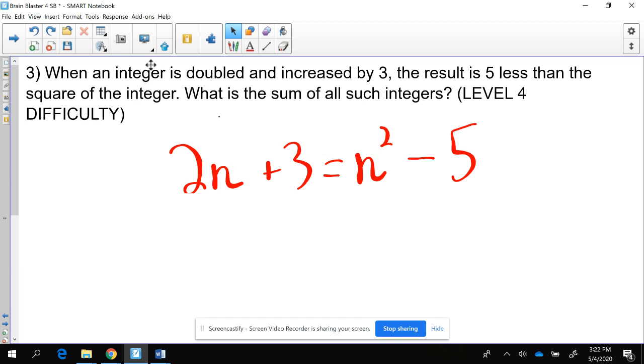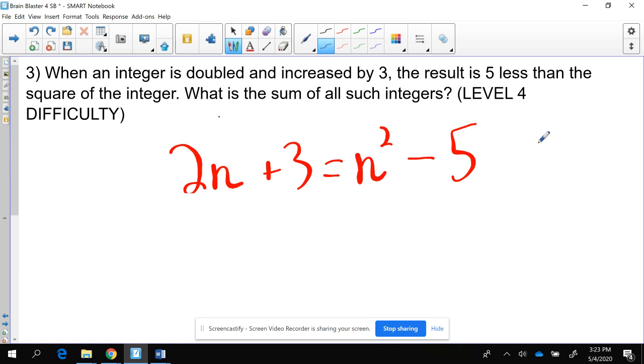So let's read it. It says, when an integer is doubled and increased by 3. Here's n. We don't know what n is, but it's doubled, so 2n plus 3. The result is, meaning equals, 5 less than the square of the integer. Again, we don't know what the integer is, but we know this is the equation. It says, what is the sum of all such integers?